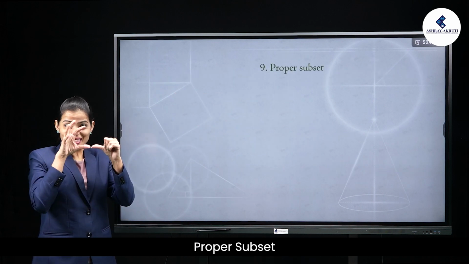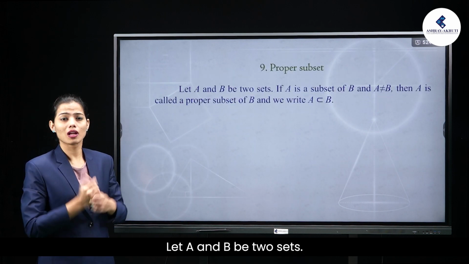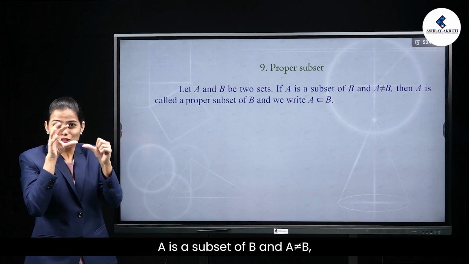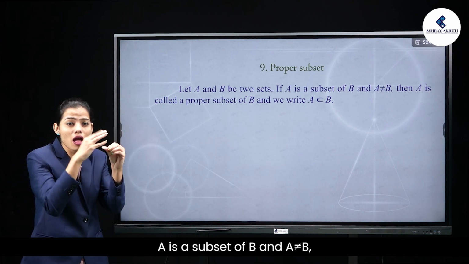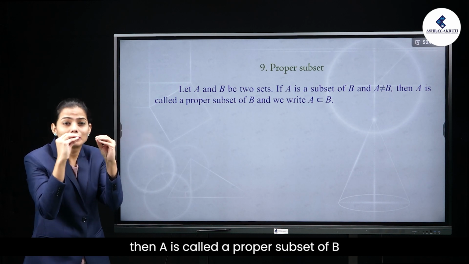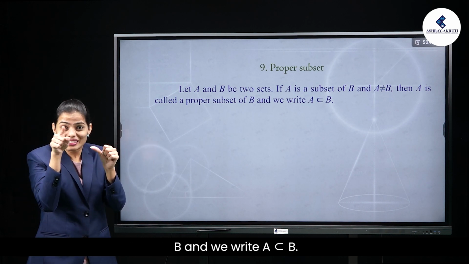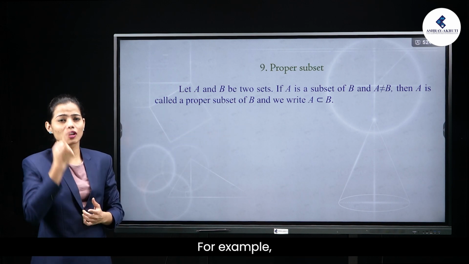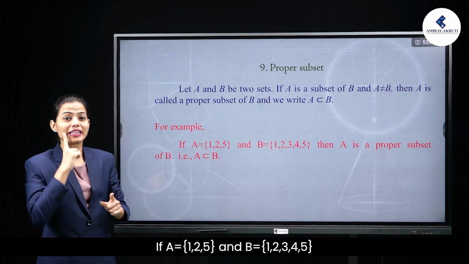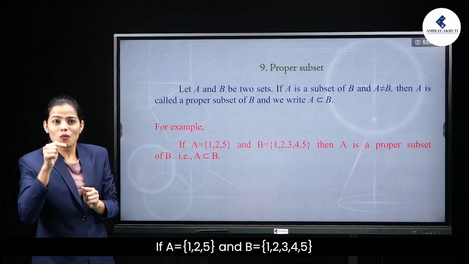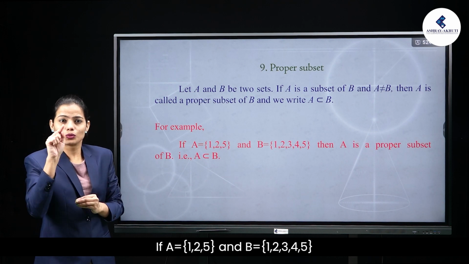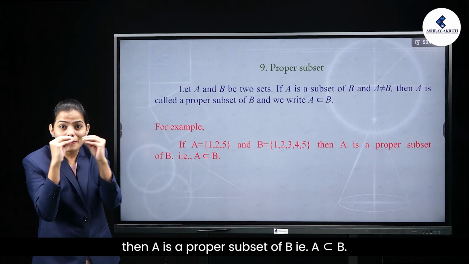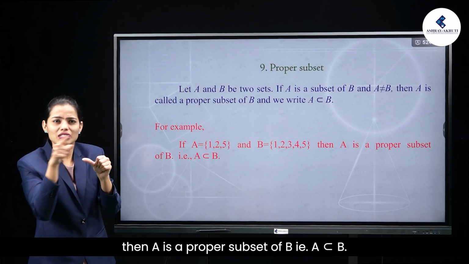Proper subset. Let A and B be two sets. If A is a subset of B and A is not equal to B, then A is called a proper subset of B and we write A ⊂ B. For example, if A = {1, 2, 5} and B = {1, 2, 3, 4, 5}, then A is a proper subset of B.